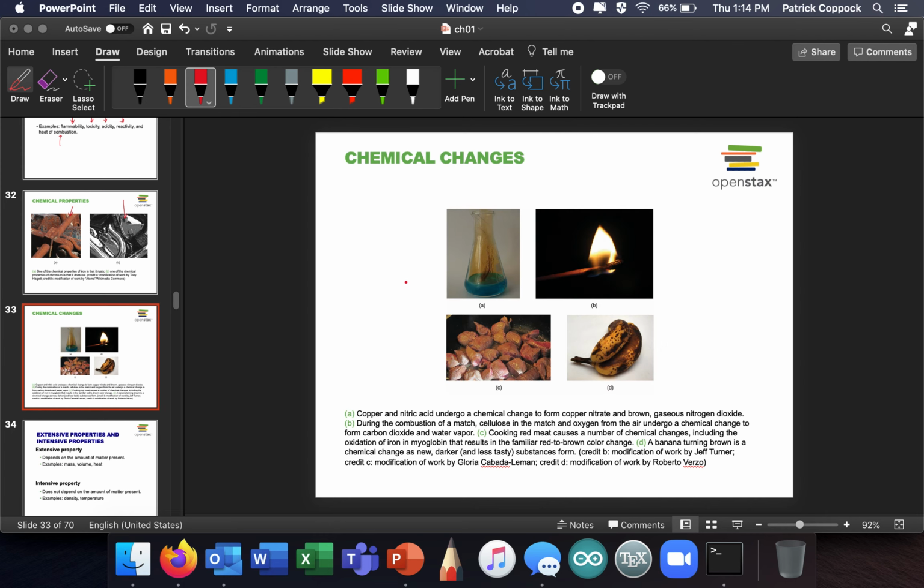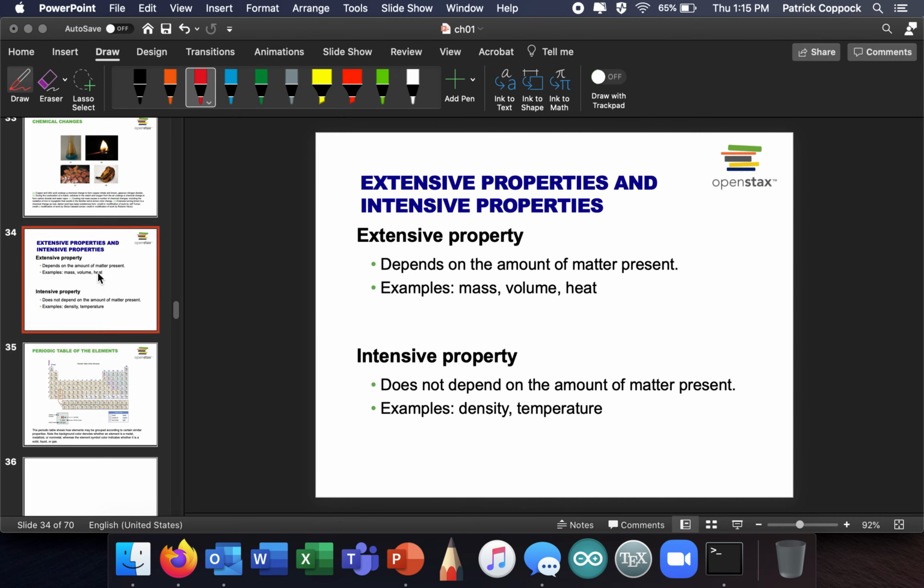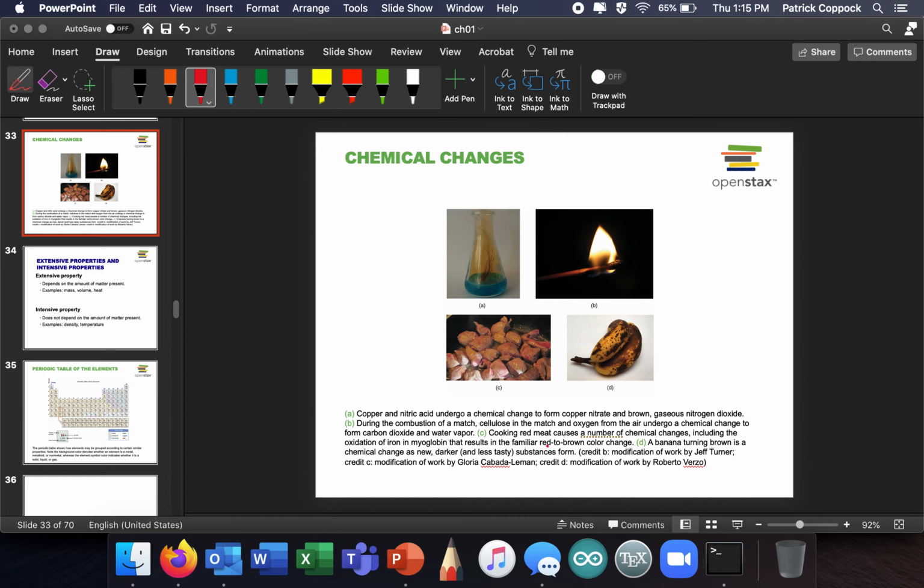Okay, chemical changes now. This is what I've been anticipating with my misspeaking. Chemical changes happen when you have a chemical reaction, right? So here's copper and nitric acid undergoing chemical change. Here is fire. Here's some bananas. And here are, I think, hot coals. I'm not sure what that is. Is that chicken? Can't tell what that is. Well, let's look. Cooking meat. Red meat. No, it's not chicken. It's beef. Okay. And that's because we have chemical changes going on. The color change is because we've got blah, blah, blah.